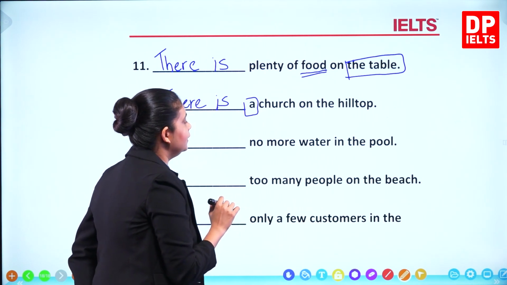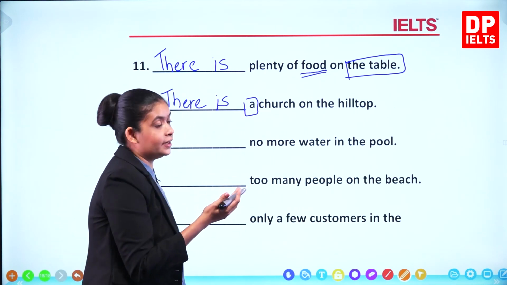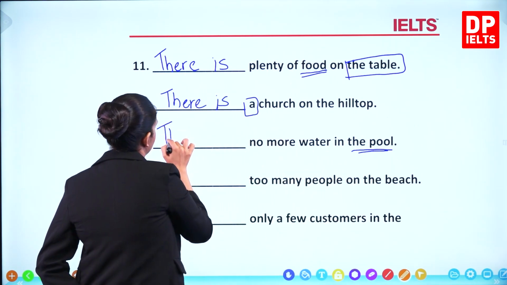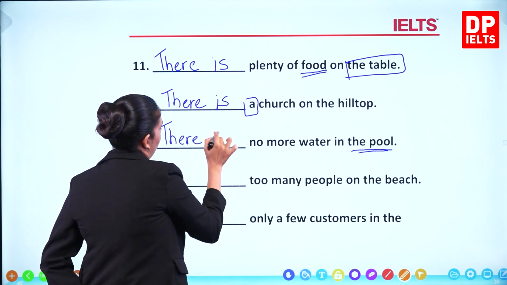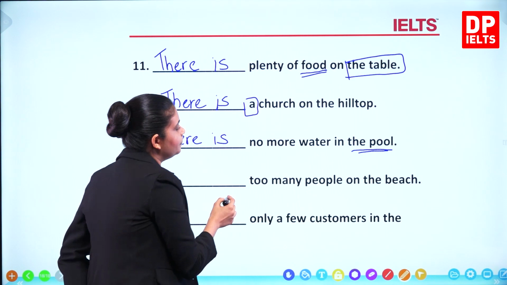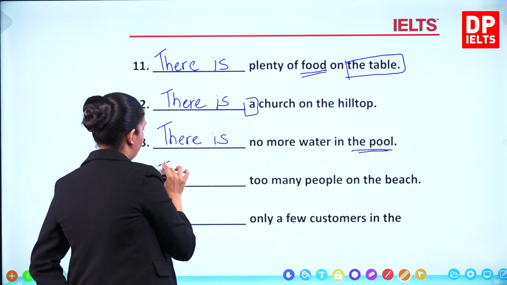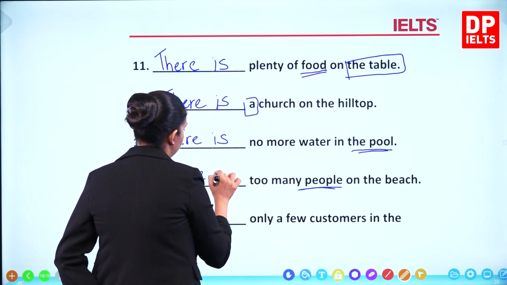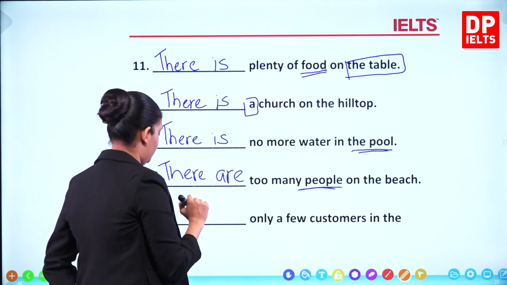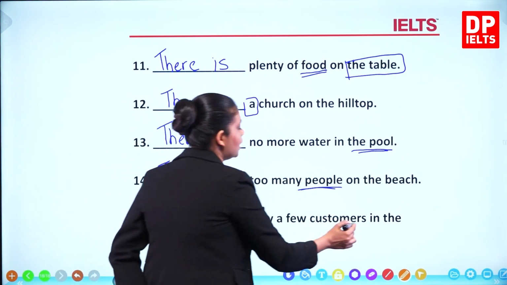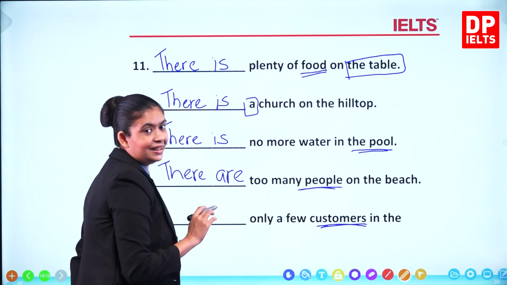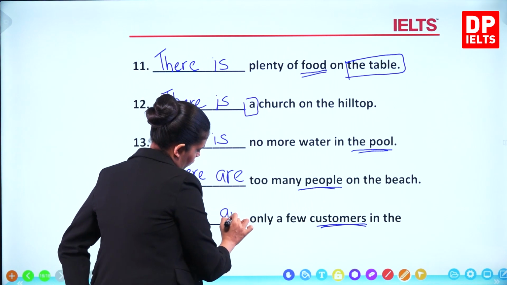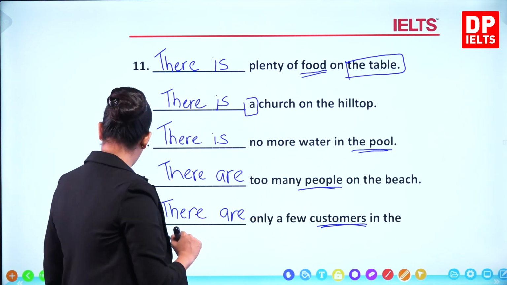No more water in the pool. No more water. Pool එකේ. In the pool. The specific pool. There is no more water. Too many people on the beach. There are. People කියන්නේ ගොඩක්. There are too many people on the beach. Only a few customers. පාරිභෝගිකයන් ටික දෙනයි. Few. There are only a few customers. Right?